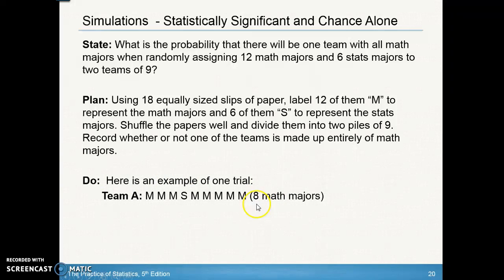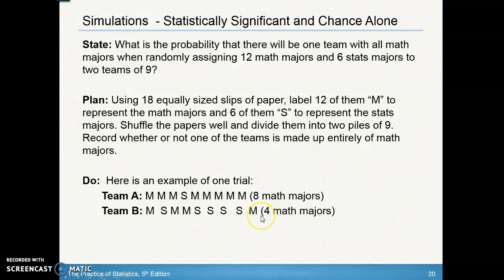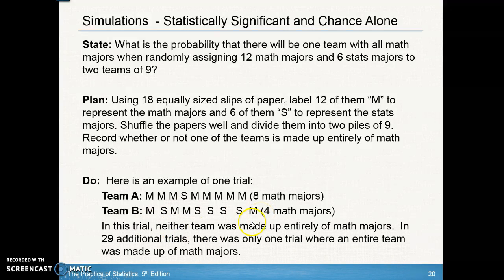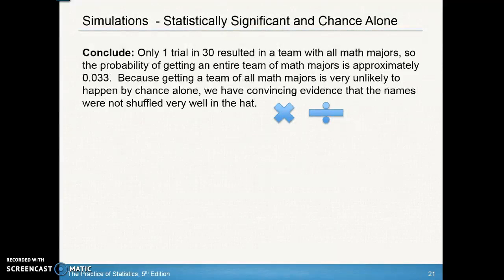So here's an example of one trial. Team A ended up with 8 math majors. So this was just taking the 18 slips of paper and randomly dividing them into 2 groups of 9. So this one had 8 math majors. This one had 4 math majors. In this trial, neither team was made up entirely of math majors. If we did this 29 additional times, there was only one trial where an entire team was made up of math majors. So then you want to come up with your conclusion from that.